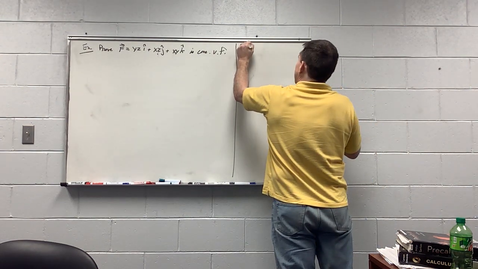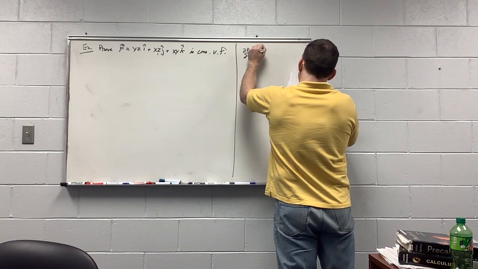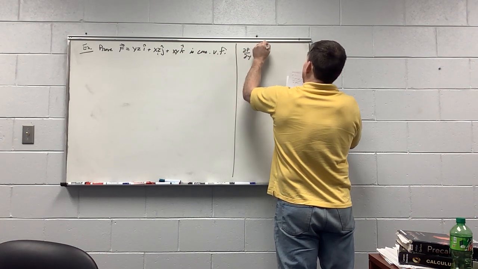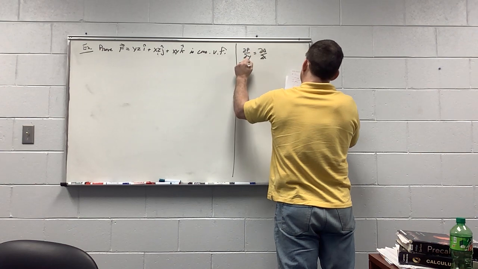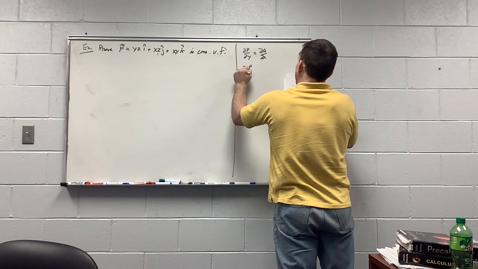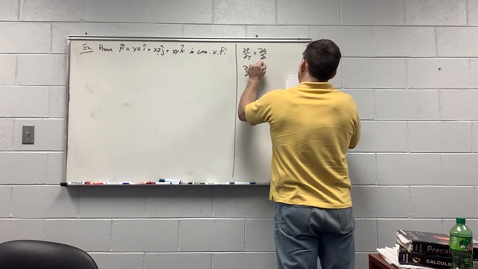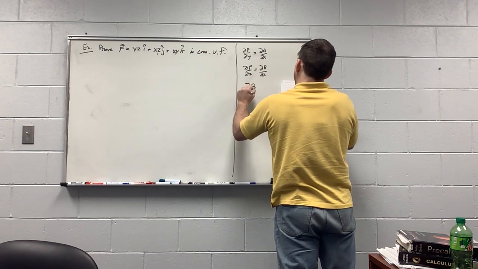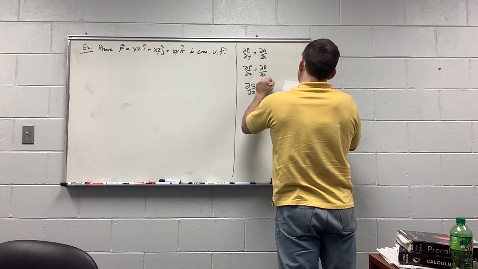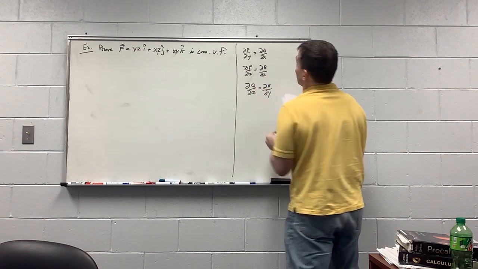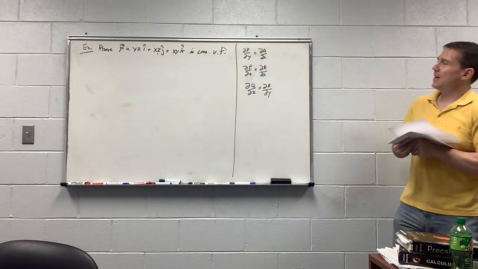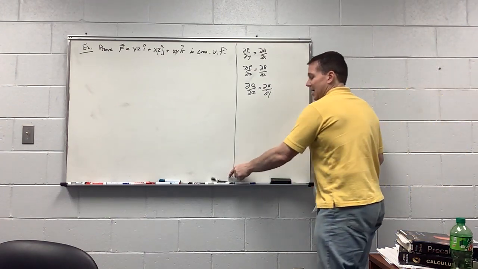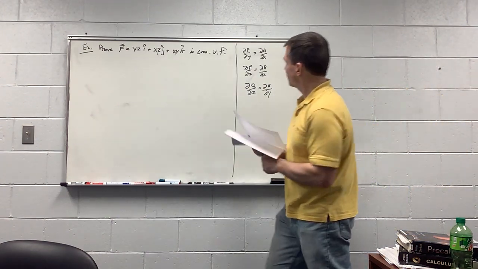We need the partial of p with respect to y to equal the partial of q with respect to x, the partial of p with respect to z to equal the partial of r with respect to x, and the partial of q with respect to z to equal the partial of r with respect to y. So basically, given that vector field, find all of these and make sure I get what I want.